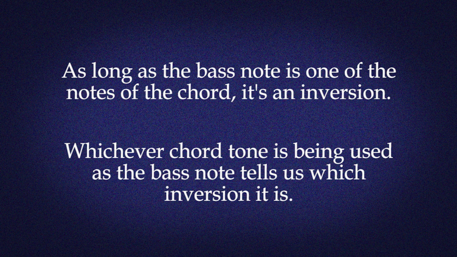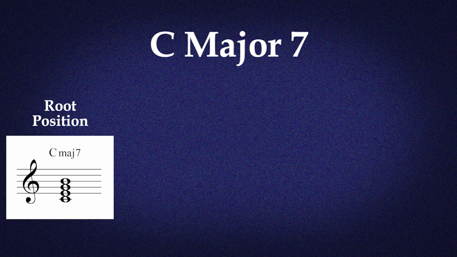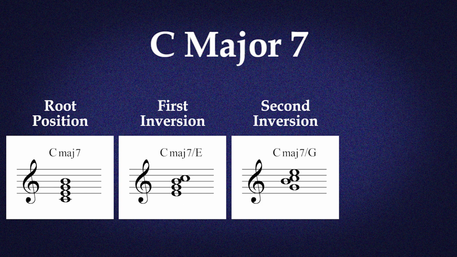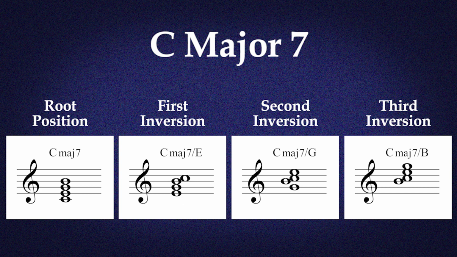So, for example, a C major 7 chord has 4 positions. Root position, labeled simply C major 7. The first inversion, labeled C major 7 over E. The second inversion, labeled C major 7 over G. And the third inversion, labeled C major 7 over B.